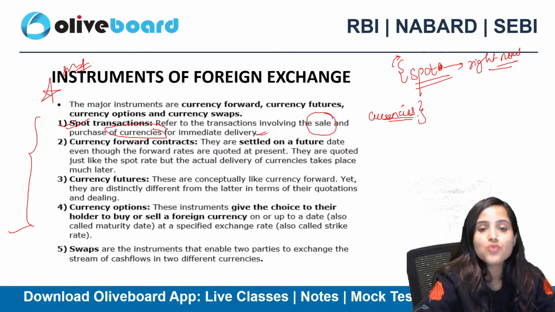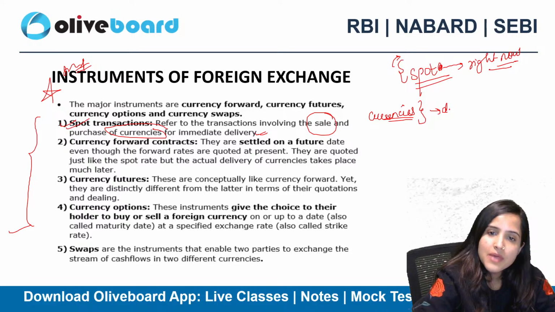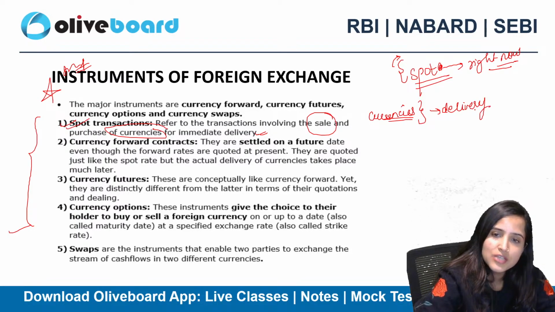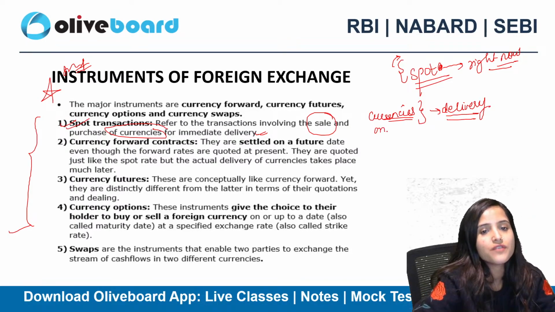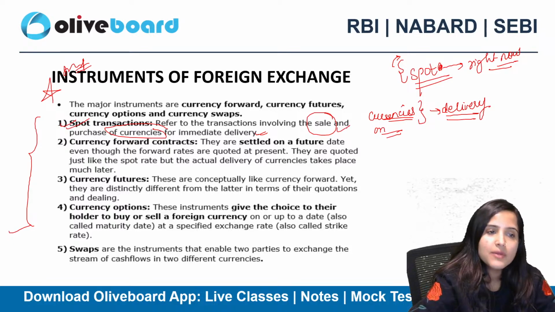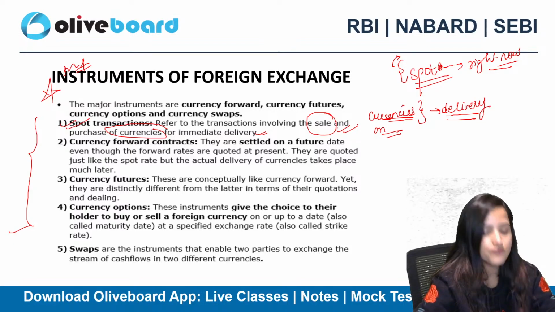आप अपनी currencies को exchange कर रहे हैं. अभी अभी आपको delivery चाहिए और आप अभी exchange कर रहे हैं. आपको on the spot delivery चाहिए, इसीलिए आपका सेल या परचेज ऑफ करेंसीज हो रहा है.